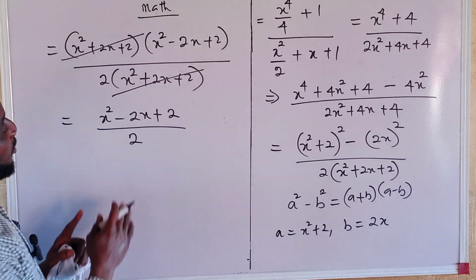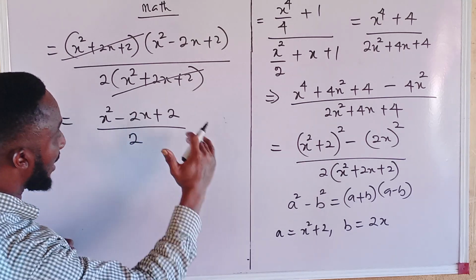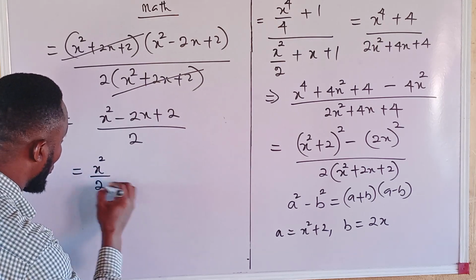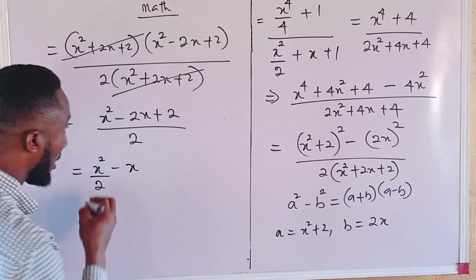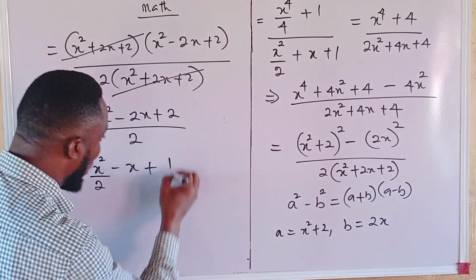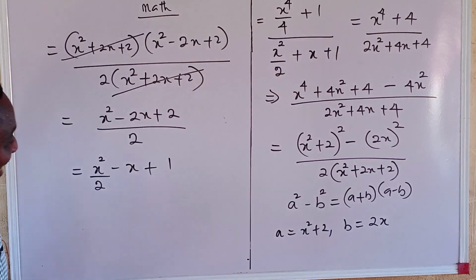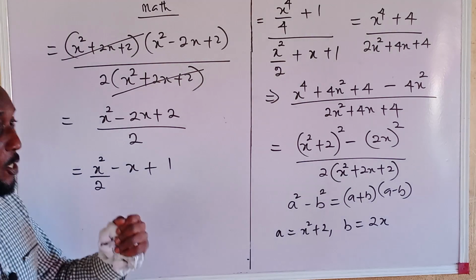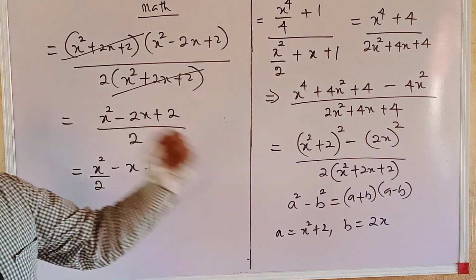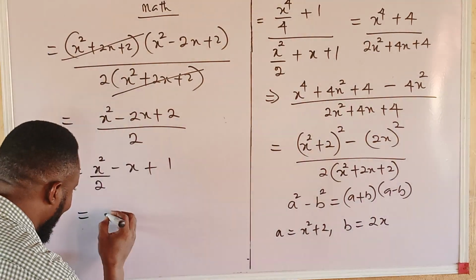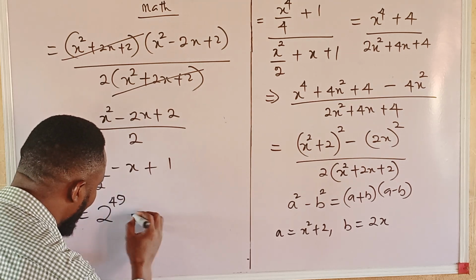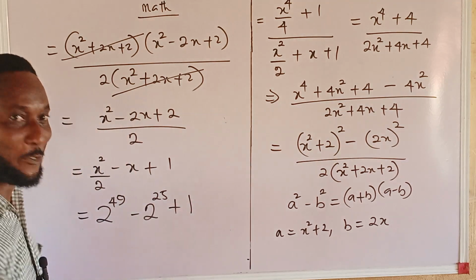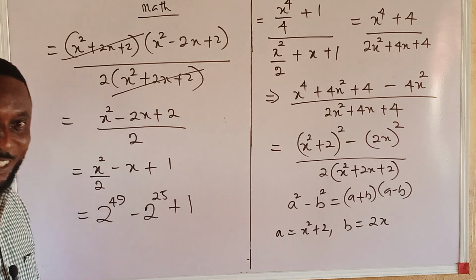So if I decide to use the denominator, which is number 2, to divide every term on the numerator, I will have a final expression. x squared upon 2 minus 2x divided by 2, that will give me x. Then 2 divided by 2, that will give me 1. And I know that x is 2 to the power of 25. And I also know that x squared upon 2 is 2 to the power of 49. So I can decide to say this is 2 to the power of 49 minus 2 to the power of 25, which is x, plus 1. So this is the final simplified solution to this problem.